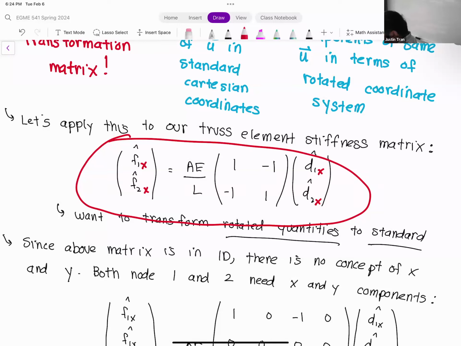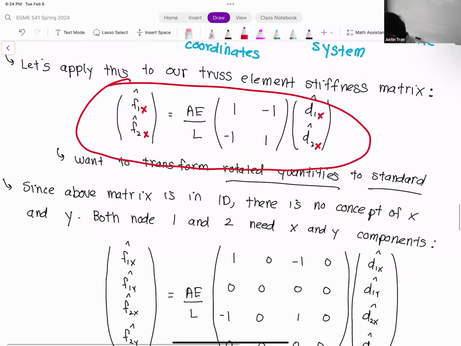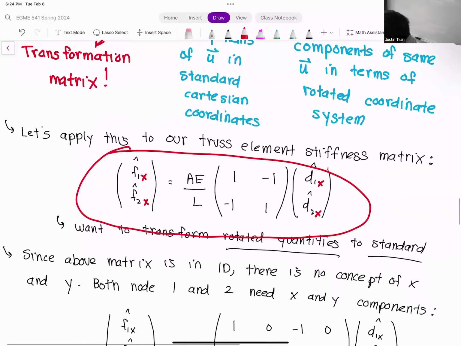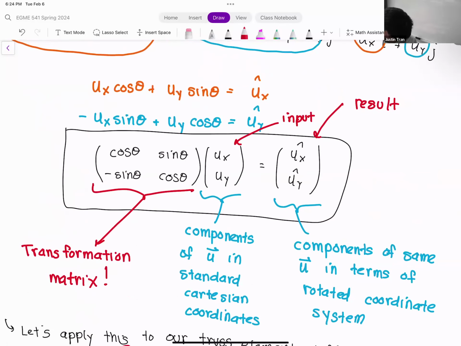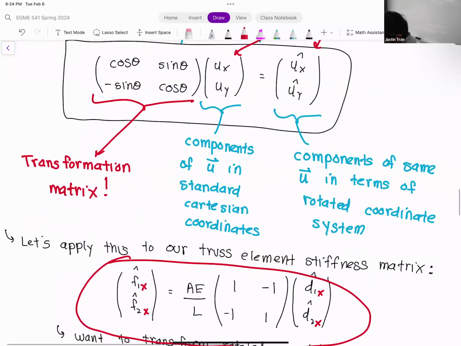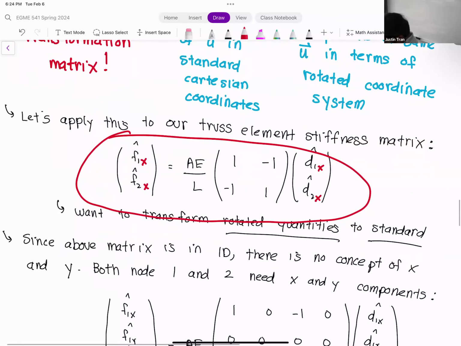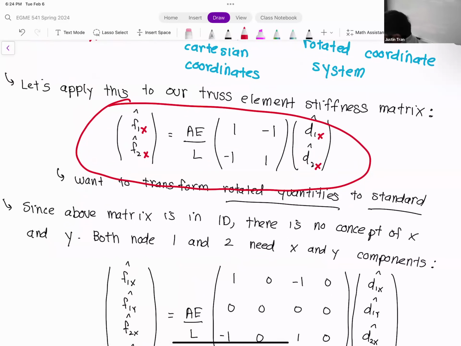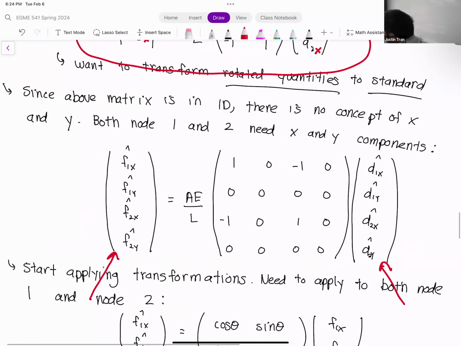And so we're trying to accomplish 2 things at the same time here. On the one hand, we want to take these local coordinates, which are the hat components, and transform them into the standard coordinates, standard x and y. To do that, we need to make use of our transformation matrix that we have up here. So that's one goal. The other goal was to incorporate the second dimension, which is the y.